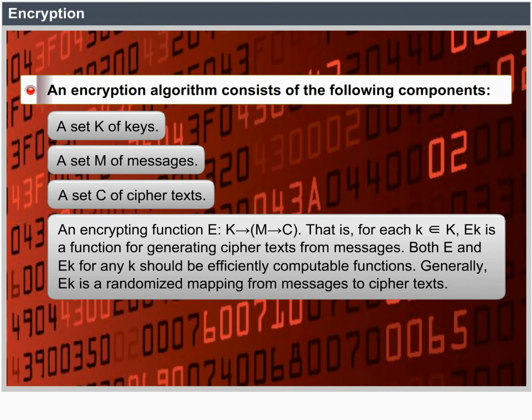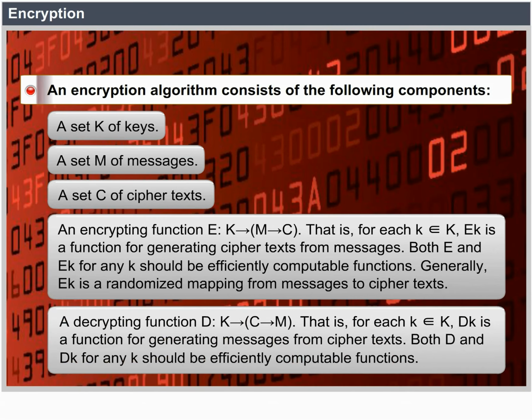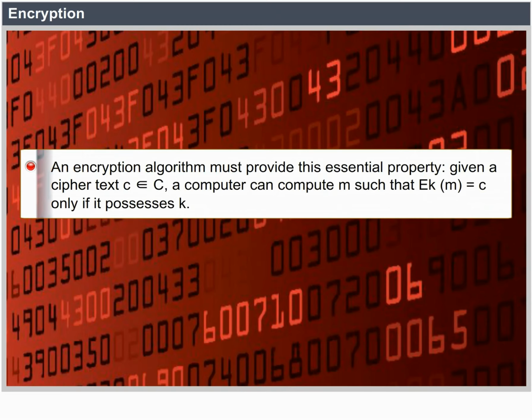Both E and E_k for any k should be efficiently computable functions. Generally, E_k is a randomized mapping from messages to ciphertexts. A decrypting function D: K → (C → M), that is, for each k ∈ K, D_k is a function for generating messages from ciphertexts. Both D and D_k for any k should be efficiently computable functions. An encryption algorithm must provide this essential property. Given a ciphertext c ∈ C, a computer can compute m such that E_k(m) = c only if it possesses k.